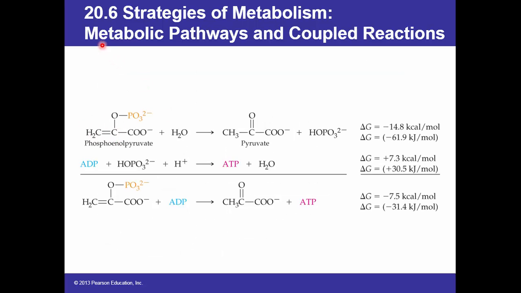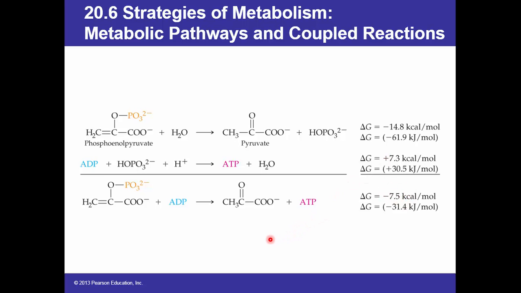Here we have metabolic pathways and coupled reactions. Example, we have this compound called phosphoenol pyruvate. The hydrolysis of this bond, delta G, is minus 14.8 kilocalories. However, the phosphorylation of ADP to ATP requires 7.3. So if you add these two together, you get the difference between them. So phosphoenol pyruvate plus ADP gives us pyruvate plus ATP, and the sum.